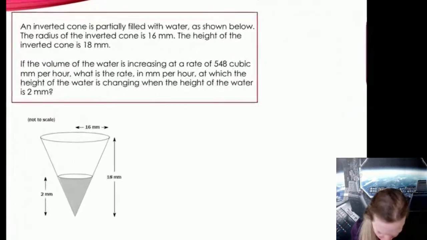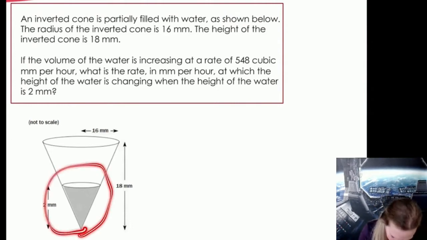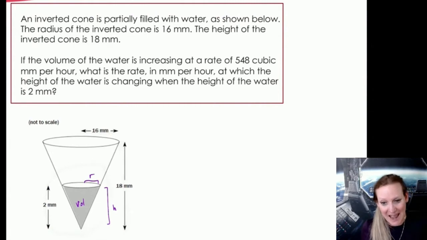Consider an inverted cone partially filled with water. The radius of the cone is 16 millimeters and the height of the cone is 18. Okay, height is 18, radius is 16. Those 2 things don't change with respect to time. Those are fixed. Those are just constants. The things that are changing are down here in the volume that I'm interested in. And the volume is computed by the 2 properties of it, R and H.